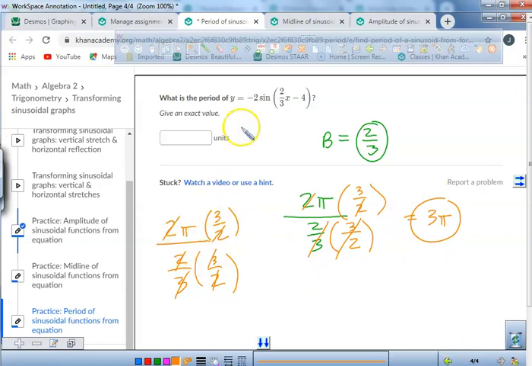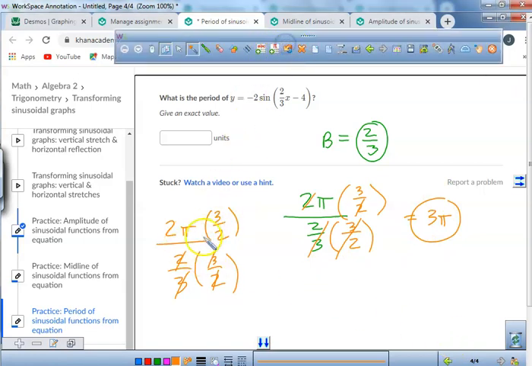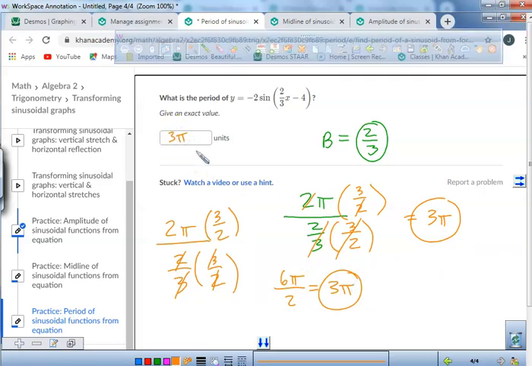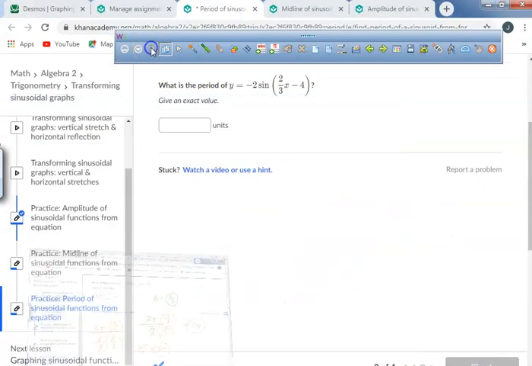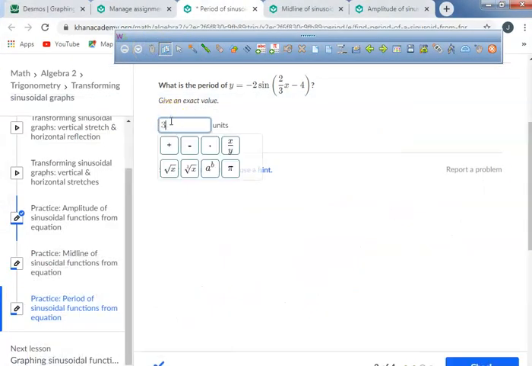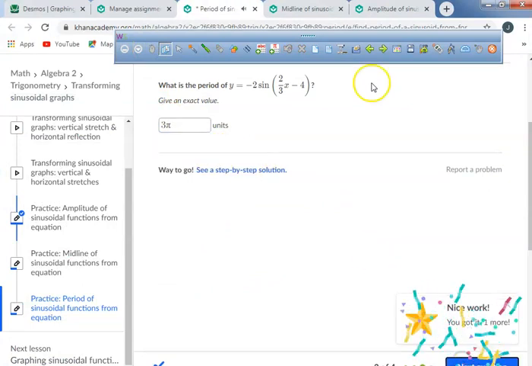Okay? Now, let's say you didn't cancel the 2's out. That's okay. Check this out. What's 2 times 3? 2 times 3 is 6. What's 6 divided by 2? You still get 3. All right, so right here I'm going to type in 3 pi. All right. That's it for the period. That's the hardest one. Okay. The period's the hardest one. I kind of skipped over the other ones because look at this one.